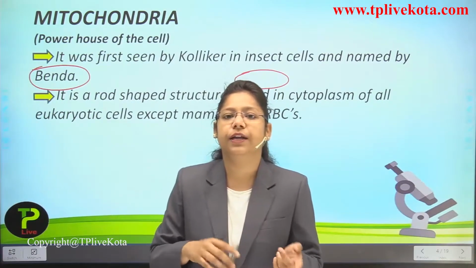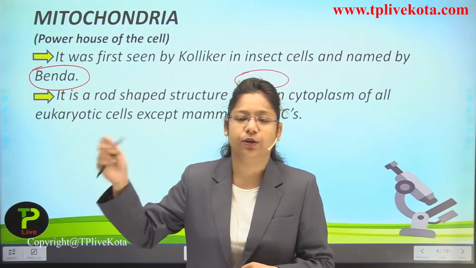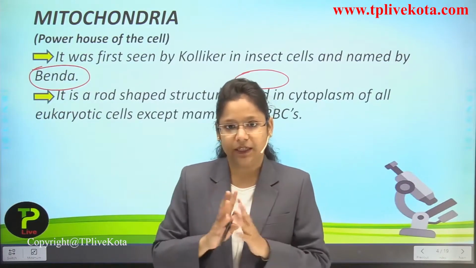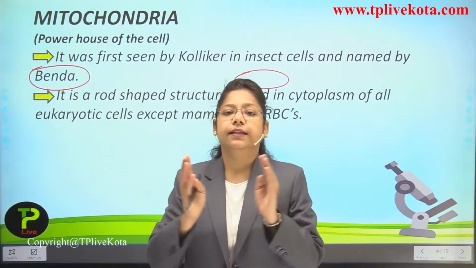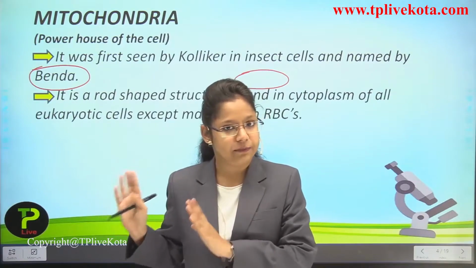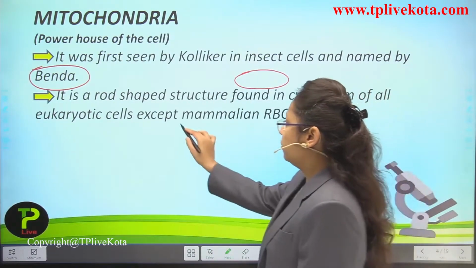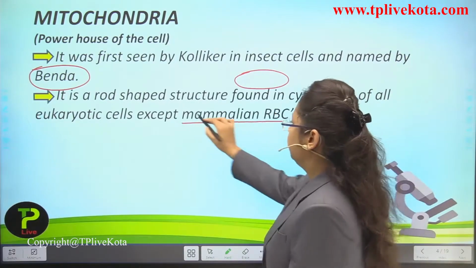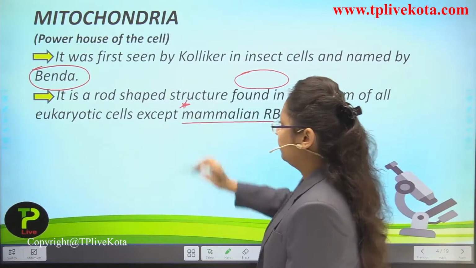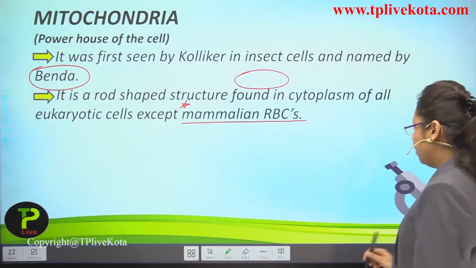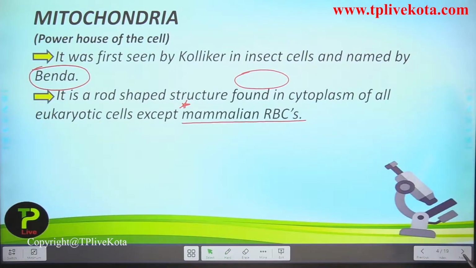So mitochondria, as well as endoplasmic reticulum, which we will discuss, are also absent in that. You have to remember this: mammalian RBCs do not contain mitochondria. You should mark it as important that, except for mammalian RBCs, it is present in every cell.